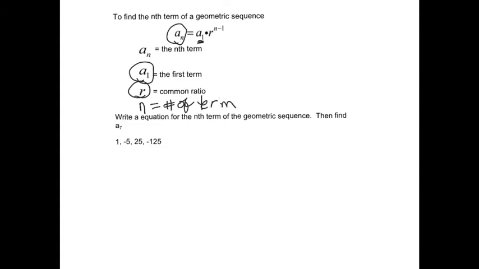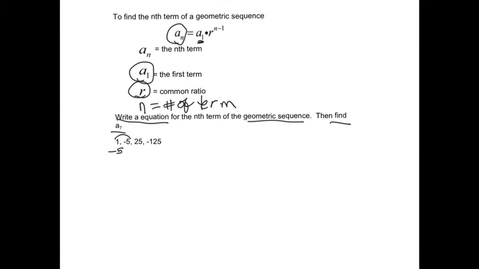So let's take it in an example. First, write an equation, then find the 7th term. So make sure you do 2 parts, please. Some of you guys are not reading all of the instructions and you're just going for the last thing. Please don't do that. All right, we all know it's a geometric sequence because they tell us.